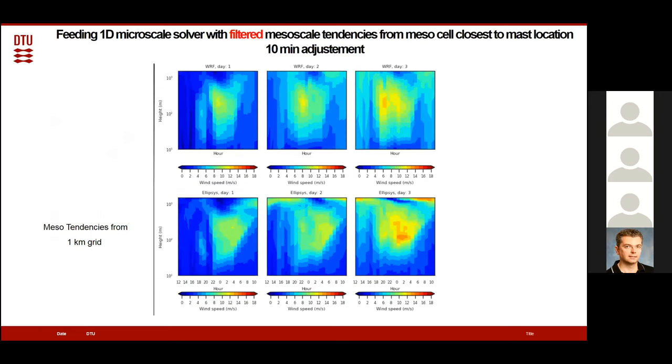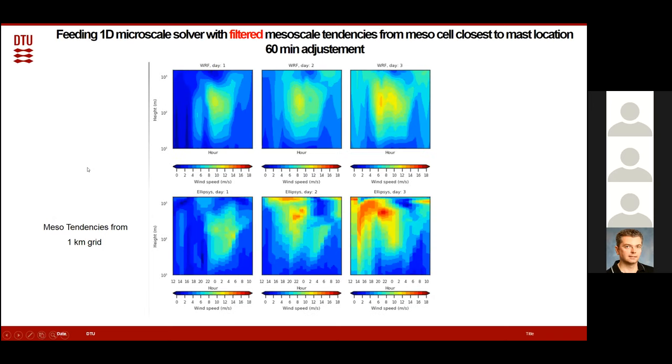So on this slide, I'm showing the results using the filtered mesoscale data. Using this approach of Shen and then applying the 10-minute adjustment and applying that to the results of the 1D model, we can see a significant improvement compared to the previous slide. I think one should also note that once we are talking about 10-minute data, WRF itself starts showing a lot of wiggling effect here. So the contours are not smooth anymore. WRF is based on 4th to 6th order numerics, which does come into play here.